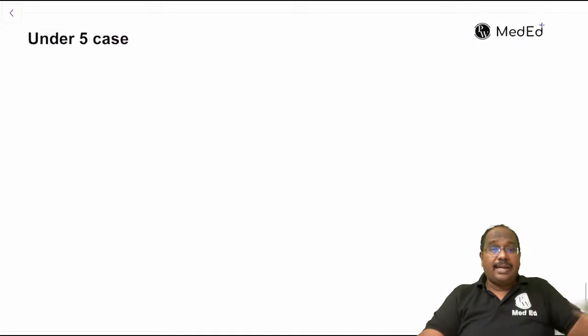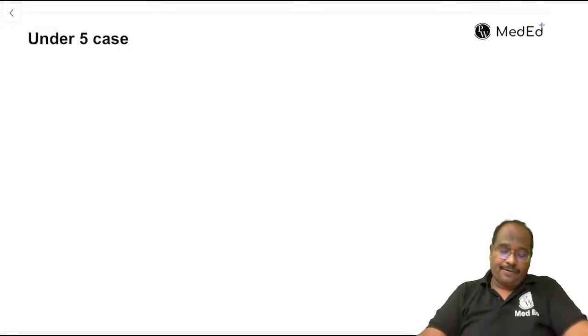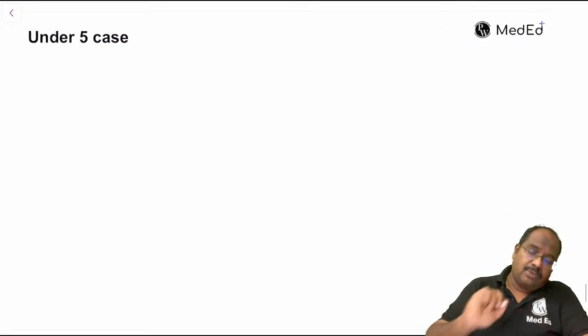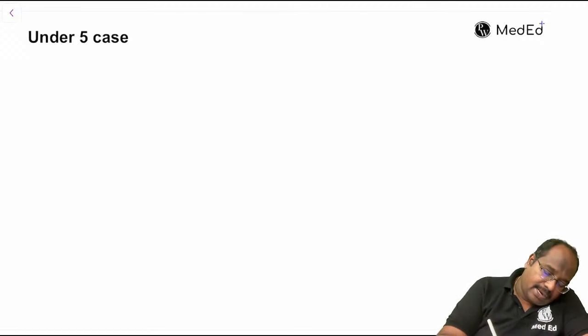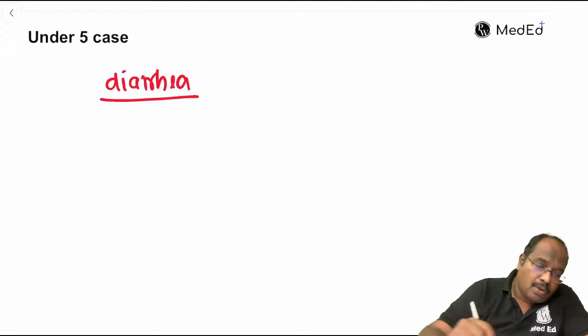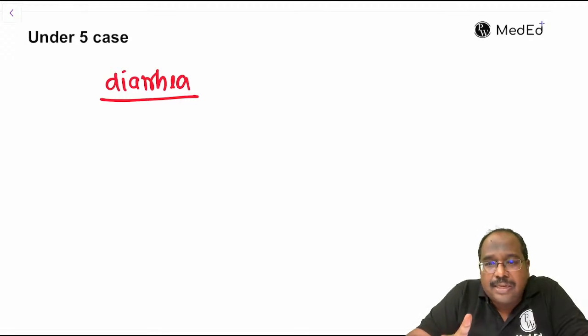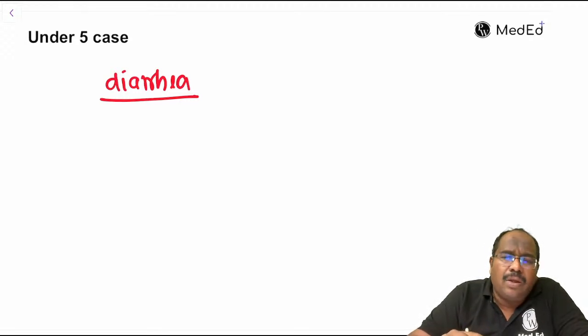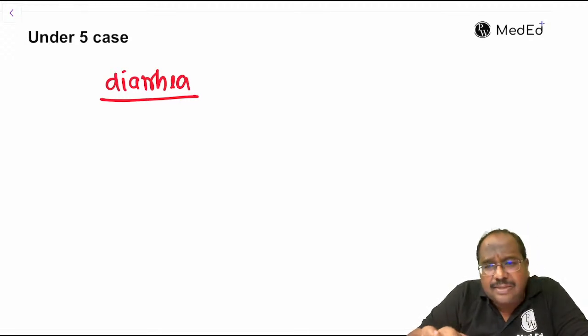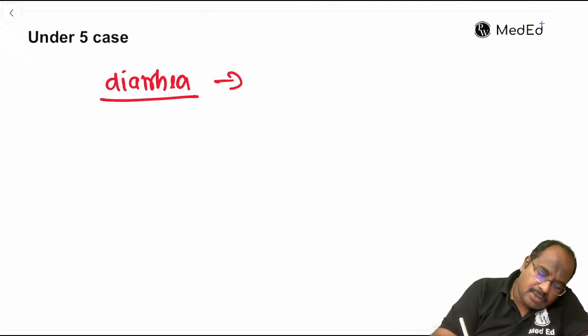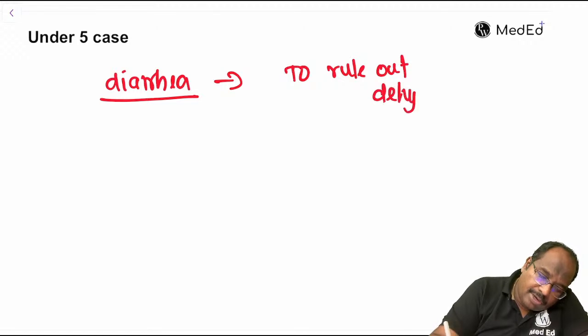What about under 5 case? In under 5 case, what is key here? Suppose it's a case of diarrhea. Only two things I want. What will any examiner look for? If it's a case of diarrhea, our job is to rule out dehydration.